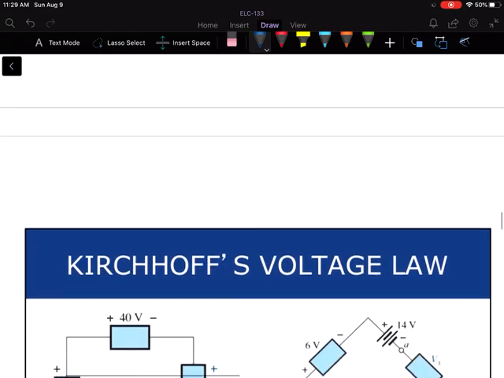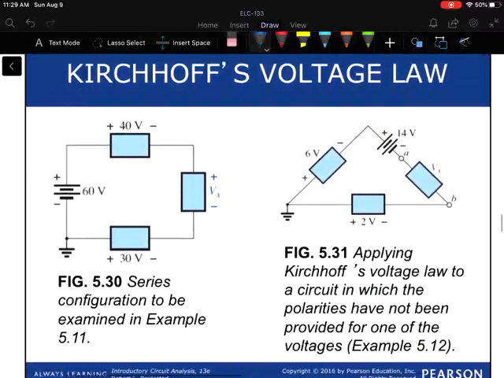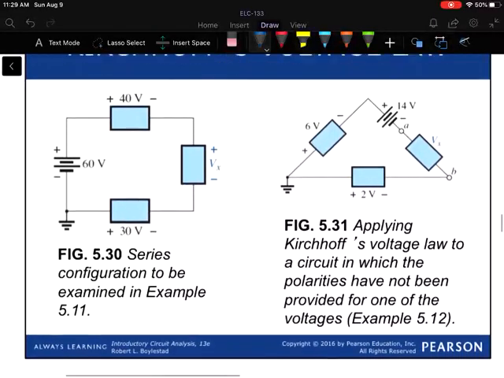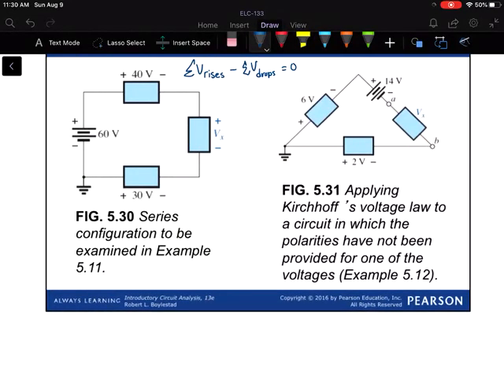So let's practice a little bit with Kirchhoff's voltage law as well while we're here. Remember, the voltage law tells us that the sum of voltage rises minus the sum of the voltage drops around a closed loop has to equal 0. So I want you to practice writing these equations.